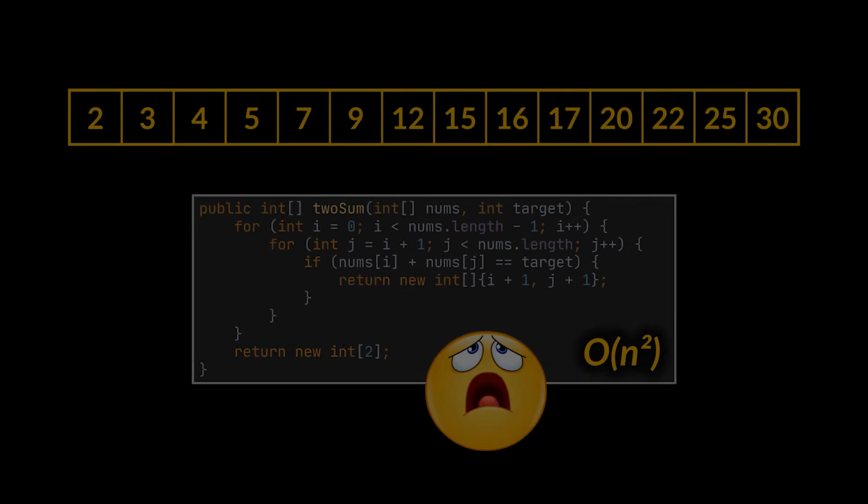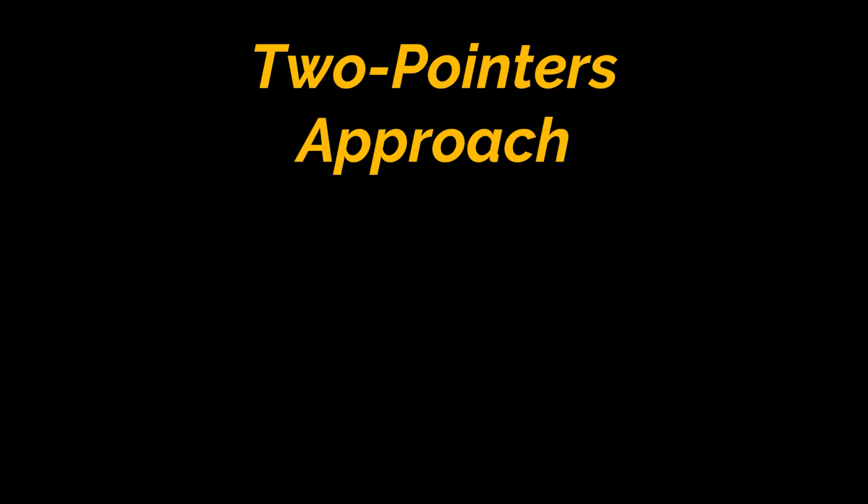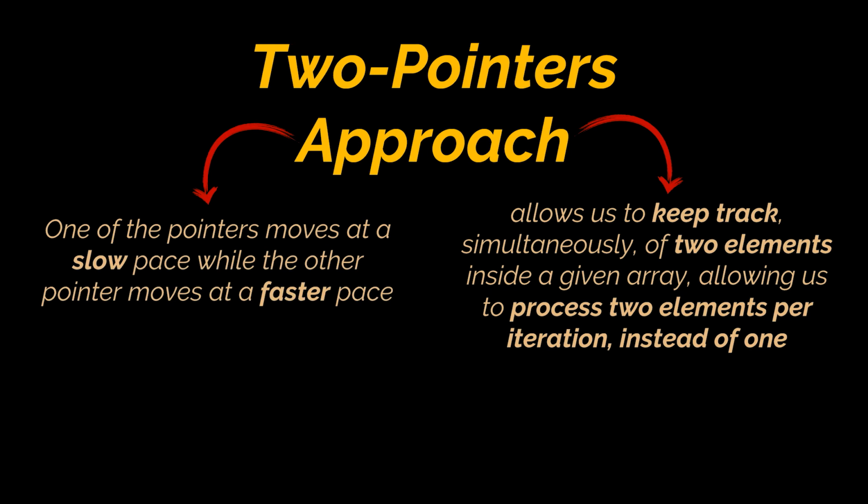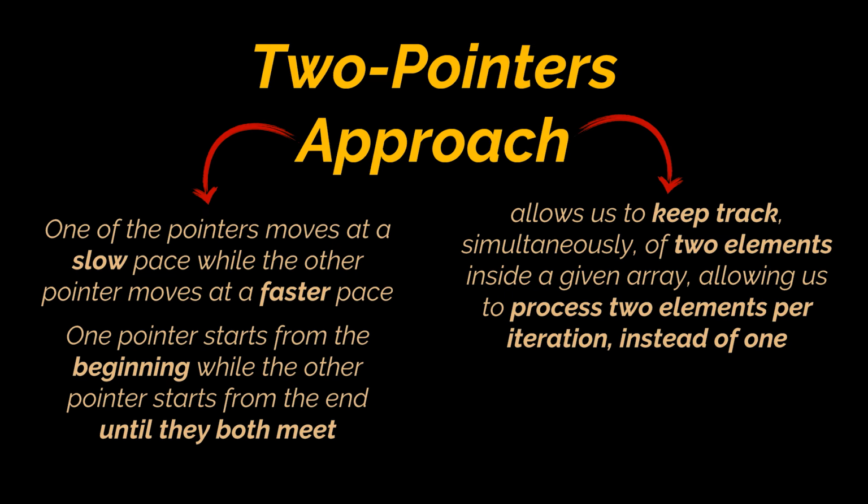So how do we solve these problems or similar problems? How do we approach them in an optimal way? Well, today's video is all about answering these questions, and the short answer here is the two pointers approach. As its name suggests, the two pointers approach allows us to keep track simultaneously of two elements inside a given array, allowing us to process two elements per iteration instead of one. And the two most common templates involved in this approach are: one of the pointers moves at a slow pace while the other pointer moves at a faster pace, or one pointer starts from the beginning while the other pointer starts from the end until they both meet.